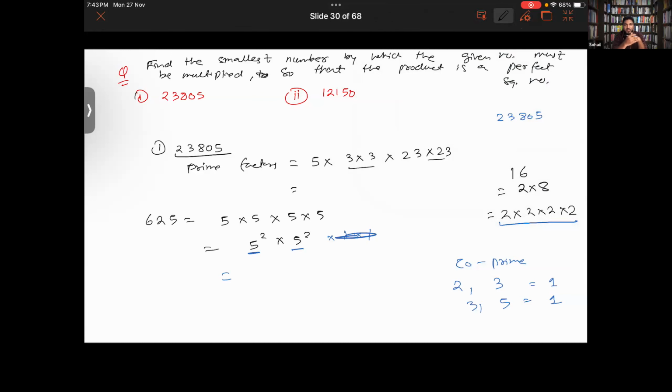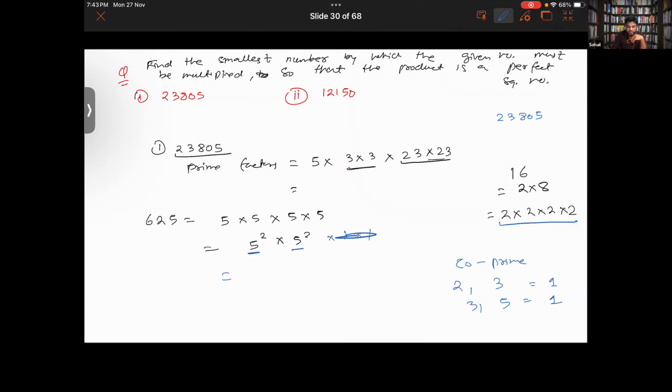So if I am provided with a square number, I can represent it in the form of a multiplication of prime numbers. Similarly, here I can see the prime factors of 23805 are 5 into 3 into 3 into 23 into 23. हमें सिर्फ दो numbers के pair मिल रहे हैं यहाँ पर. 5 is not in a pair here, no?